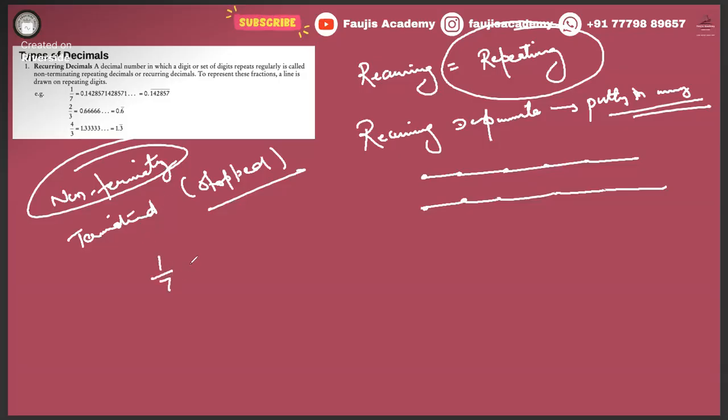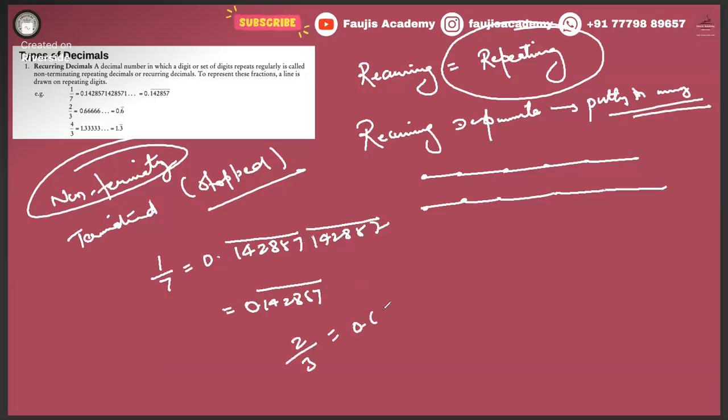For example, they have already given you 1 by 7 as 0.142857142857. If you see clearly, 142857 is repeating, so it's also written as 0.142857 bar. Bar means that each of those numbers is repeating.